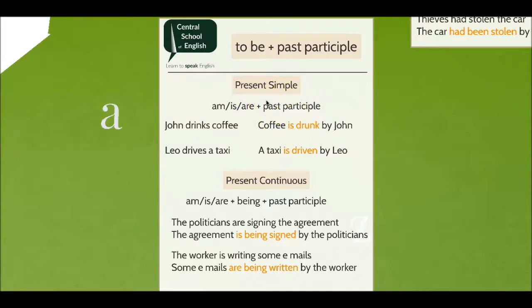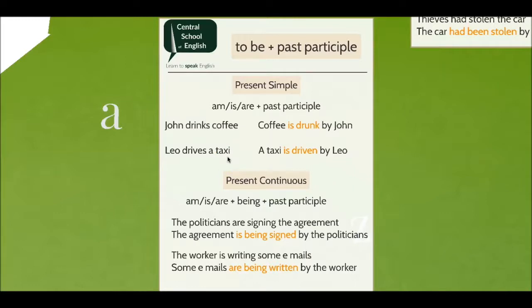The present simple active sentence, John drinks coffee, becomes the coffee is drunk by John in the passive voice. The present simple active sentence, Leo drives a taxi, becomes a taxi is driven by Leo in the passive voice.